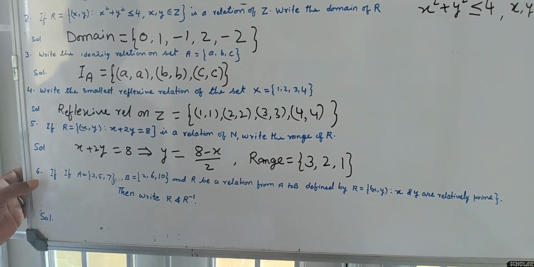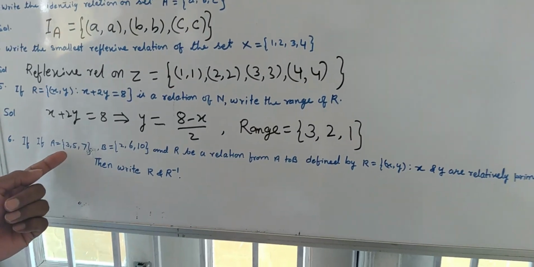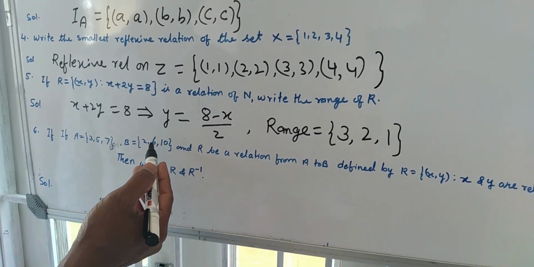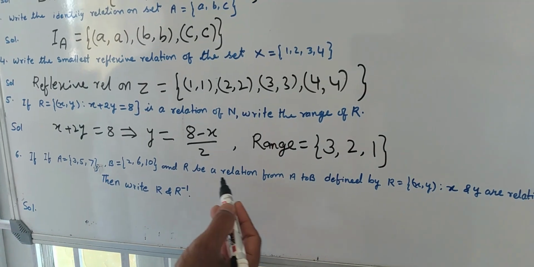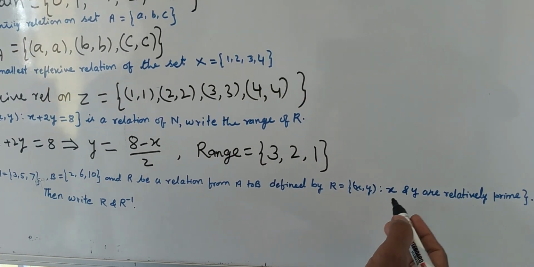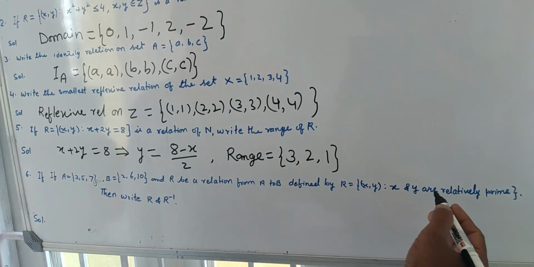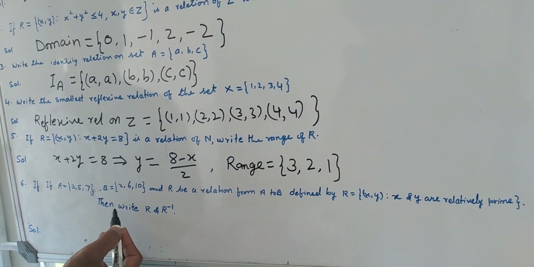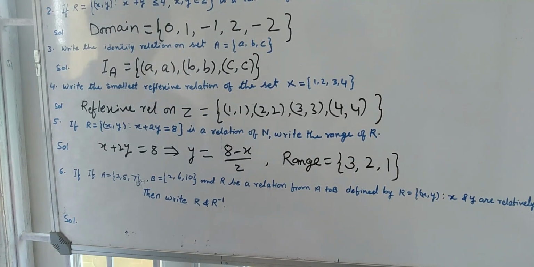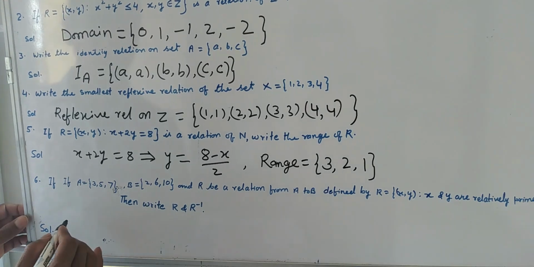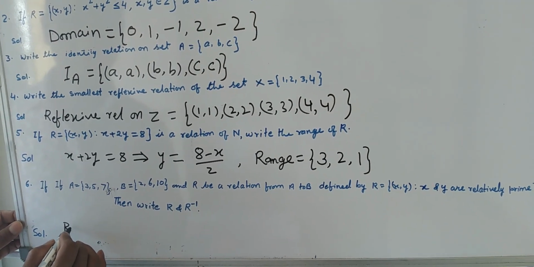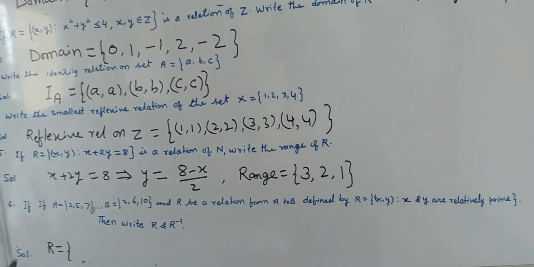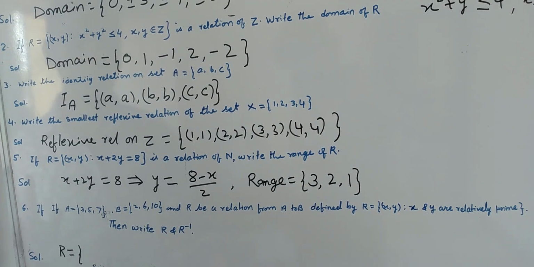Now question number 6: if A is a set whose elements are 3, 5, 7 and B is another set having elements 2, 6, 10, and R is a relation from A to B, R is defined as (x, y) such that x and y are relatively prime. One more thing I have added here: write R and R inverse. So first of all, you write down R. Relatively prime means there should be no common factor except 1.